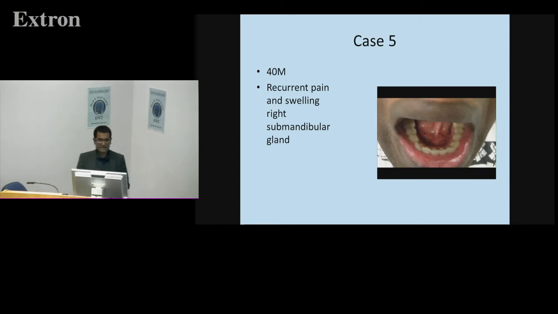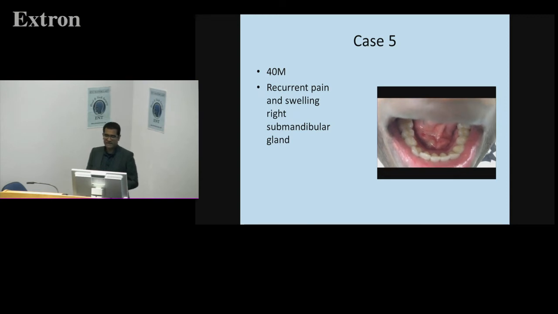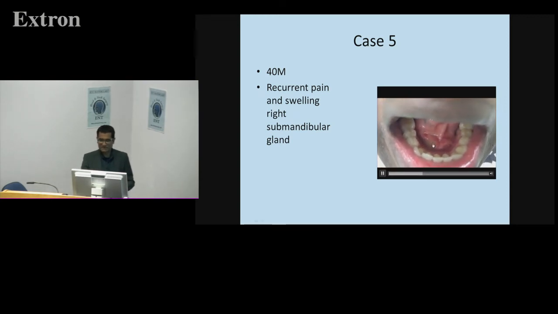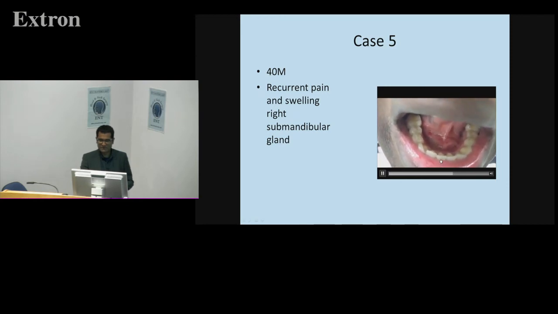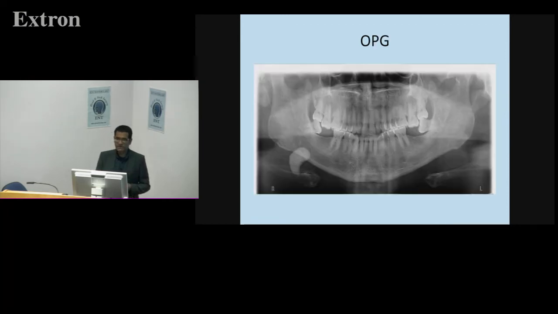Yeah? So the next case is a 40-year-old gentleman who presents with typical mealtime syndrome, affecting the right submandibular gland. And in fact, when I saw him in clinic, I got him to squeeze his neck, and you can see a bit of horrible-looking fluid coming out of the submandibular duct. Yeah. So he had an OPG, and that's what it showed. Big stone in the right submandibular gland.